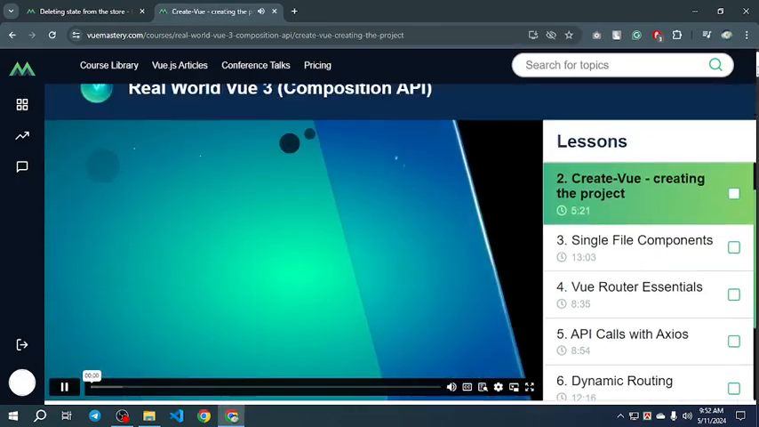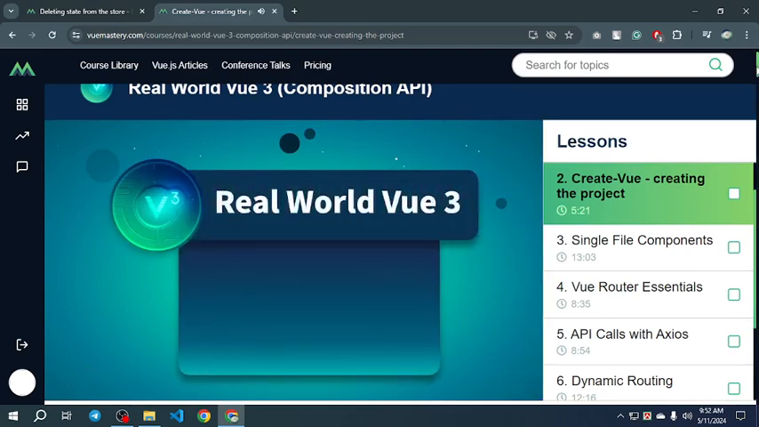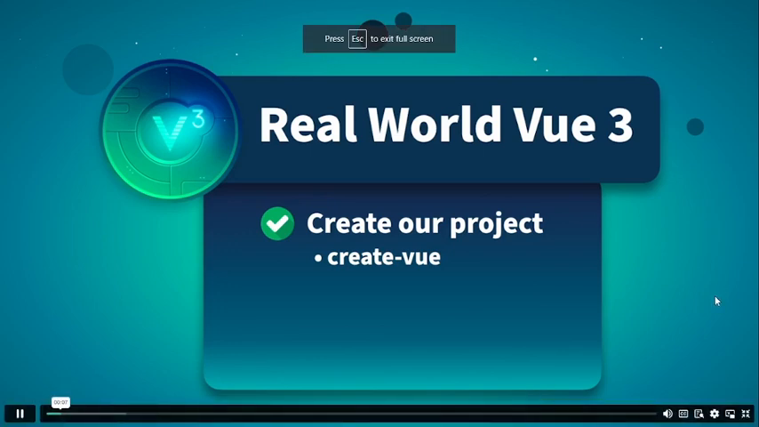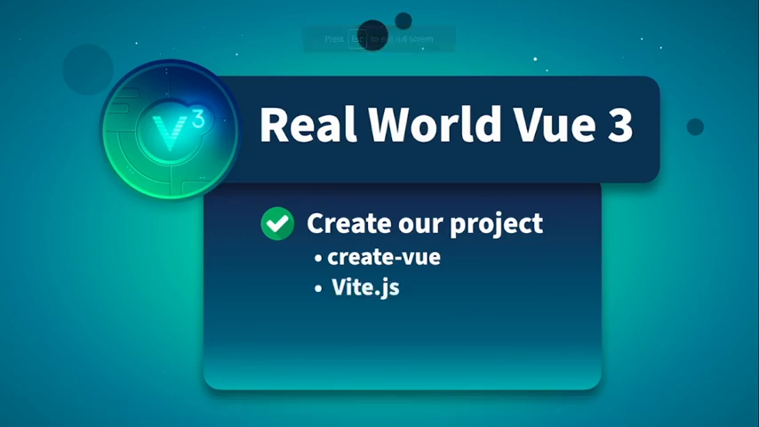In this lesson, we're going to get started with our Real World Vue 3 app. We'll start off with creating our project with Create Vue. This is a CLI tool based on a build tool called Vite.js. Then, once our project is created, we will tour that project to understand how it is constructed.